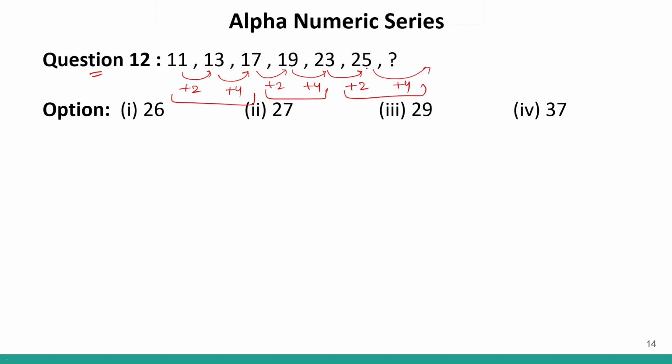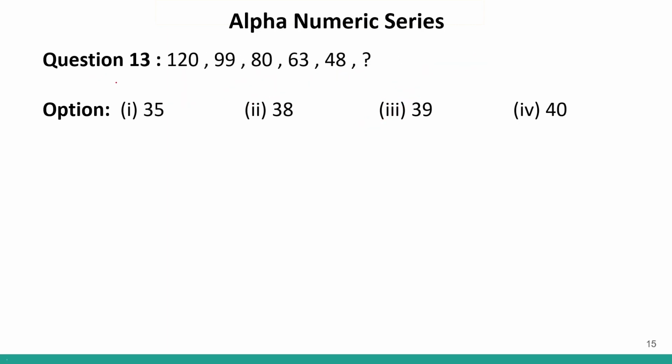So if I add 4 to 25, I'll get 29. 29 will be my answer, which is given in option number 3. So option number 3 will be the correct answer to this question. Clear?